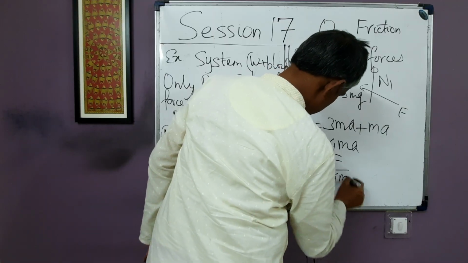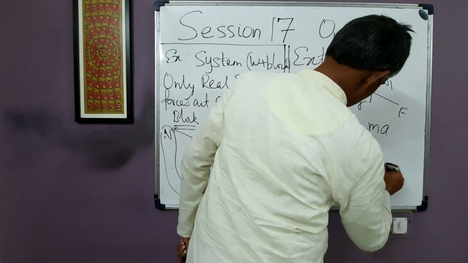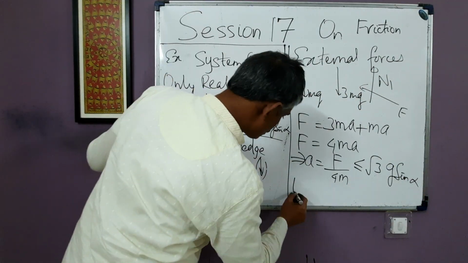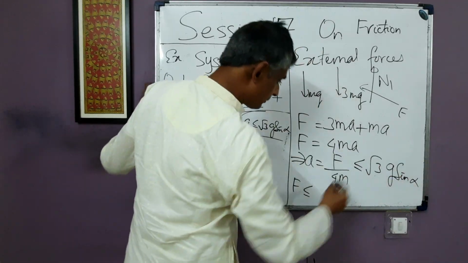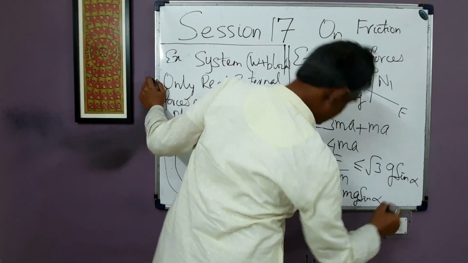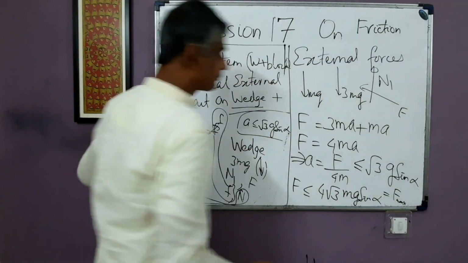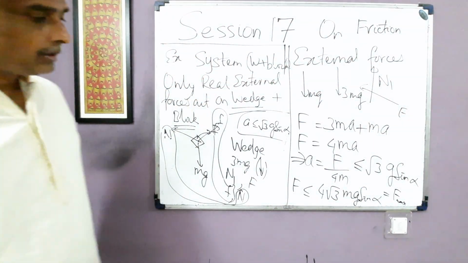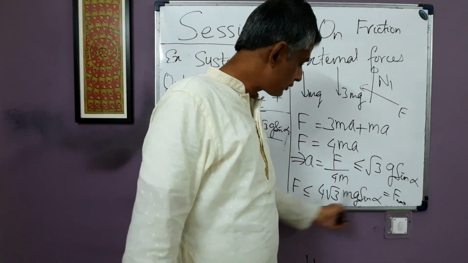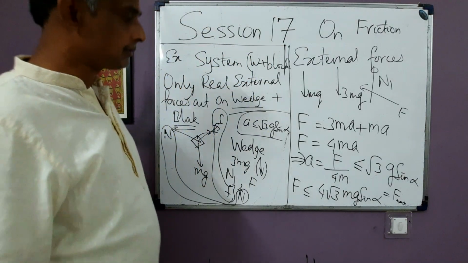This means a is F by 4m. Okay. But a should be less than or equal to root 3 g into sine alpha. So F should be less than or equal to 4m times root 3 g sine alpha, that is, 4 root 3 mg sine alpha. So this is the maximum possible value of the applied force, F max, so that the block does not slip with respect to the wedge. So in order that the block does not slip with respect to the wedge, the maximum value of applied force capital F should be 4 root 3 mg sine alpha, and that is therefore the required answer.